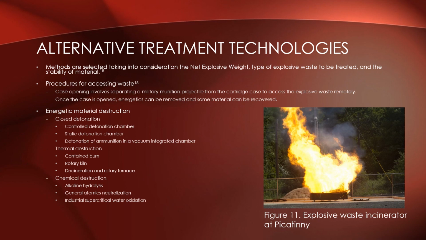Chemical destruction converts the explosive waste to benign or less toxic byproducts by changing the chemical composition of the energetics. One example is the industrial supercritical water oxidation method, which changes the chemical composition of the waste and destroys the energetics by subjecting the waste to temperatures and pressures above the critical point, utilizing water to break the energetics into gases, water, and sodium salts. The gases and water can then be recycled and reused.